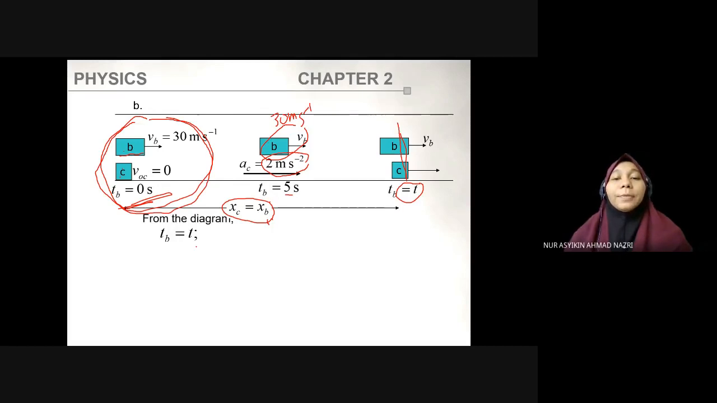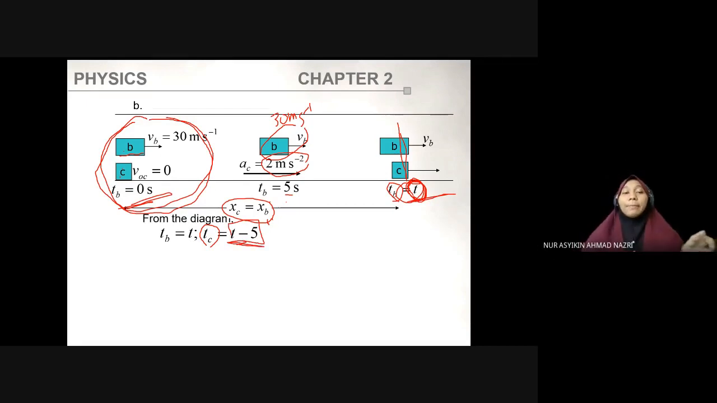Alright. So from the diagram, TB equal to TT. TT ni adalah masih unknown lah. Ada pada satu masa dia akan sampai ke sini juga, which is sama dengan T bus. Macam saya cakap, dia takkan sama dengan T car, sebab T car tadi dia dah delay 5 second. So itu yang awak kena remember. T car delay 5 second, so your T here kita akan minuskan dengan 5. Okay, so settle bab masa.